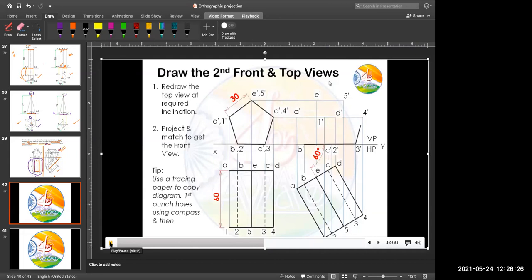Boundary. After that, you can join all those boundary points. The boundary points will all be visible. Now you have to identify, if you are looking at this prism from this side, what lines will be visible and what lines will not be visible. That is going to be explained in this part of the video.